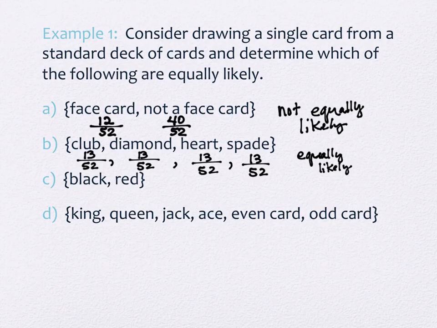How about black? How many black cards are there? 26. Out of how many total? 52. How many red cards are there? 26 out of 52. Are these equally likely? Yes. Okay, are we getting the hang of it?